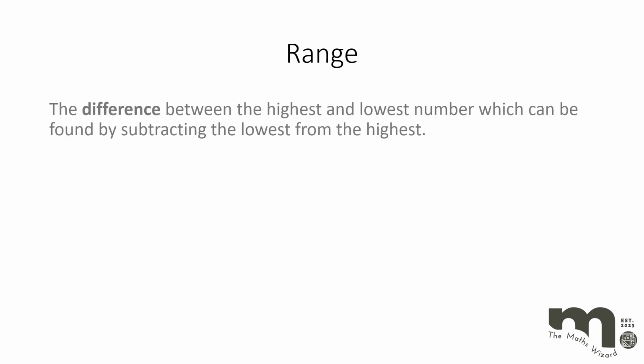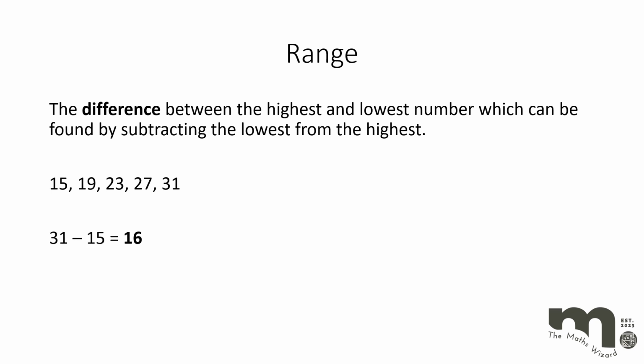Okay, so the range then. The range is the difference between the highest and the lowest number. And to find that, you just need to subtract the lowest from the highest. So we've got this set of numbers here. We can see that 31 and 15 are our numbers. So 31 is the highest, 15 is the lowest. So if we take 15 away from 31, we'll end up with 16, and that would be our range. Now the key thing with the range is that it shows you how much data varies. So the higher the range is, the more the data varies.